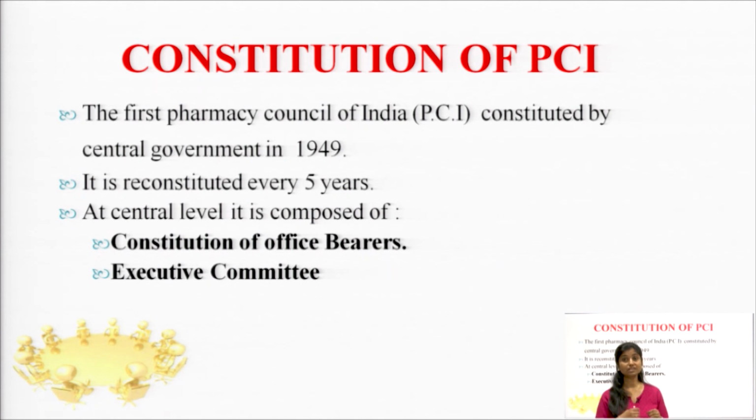At central level, the Central Council of Pharmacy we will study in two parts. The first is the constitution of office bearers and the second is the executive committee. We will also study what role the office bearers will have, and what role the executive committee will have. So what we need to remember is that the Pharmacy Council of India, at central level, was first built in 1949 and is reconstituted every 5 years.